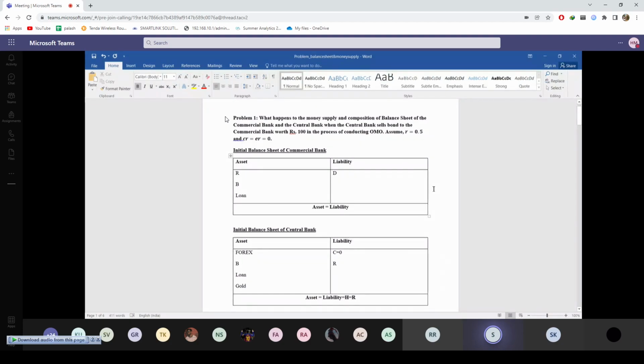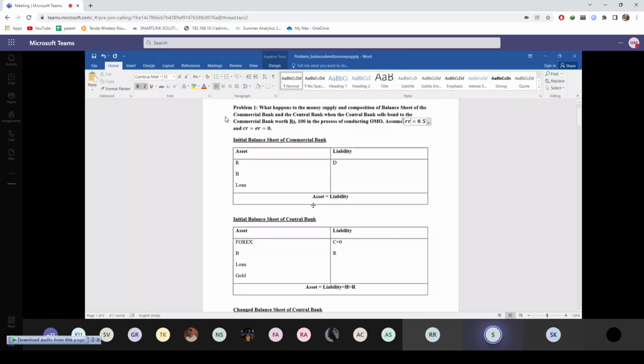What happens to money supply and the composition of the balance sheet of the commercial bank and the central bank when the central bank sells bonds to the commercial bank worth rupees 100 in the process of conducting open market operation? Assume this R is basically RR, so required reserves RR equals 0.5, and CR equals ER equals 0. So basically this is the problem.